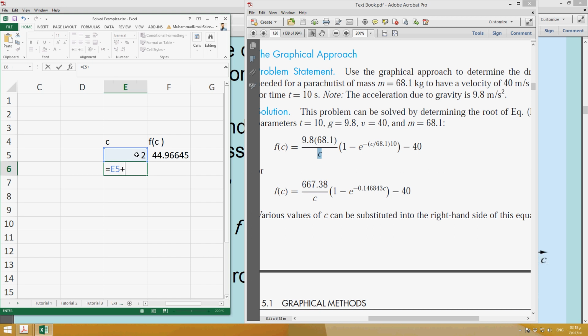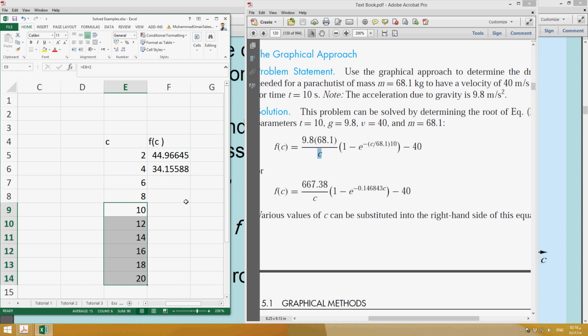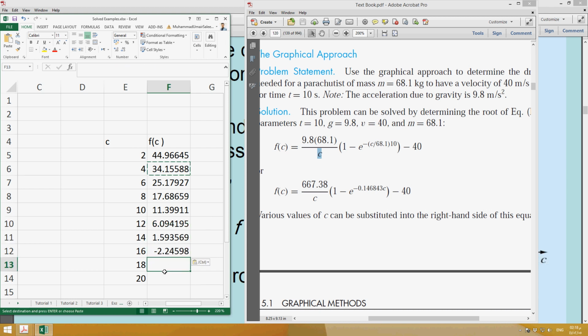We can increase the values, 2 plus this, and we can go till that point where this function changes its sign. For example, let's see if I put more values here. Let's see where this function changes its sign. For example, no change in sign. Yeah, here this function has changed. This is the indication that this function has changed its sign. So we can say the lower bound value of this function is 12 and the upper bound is 16.